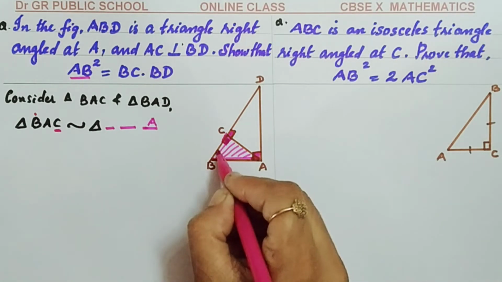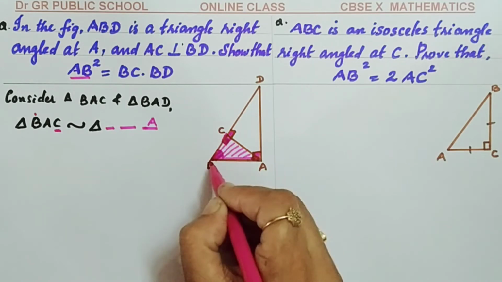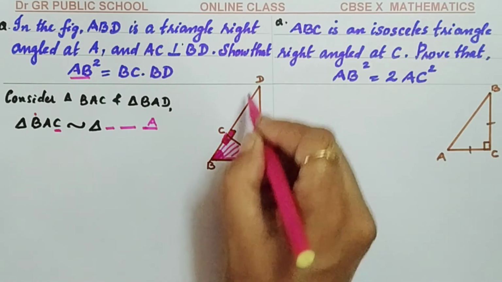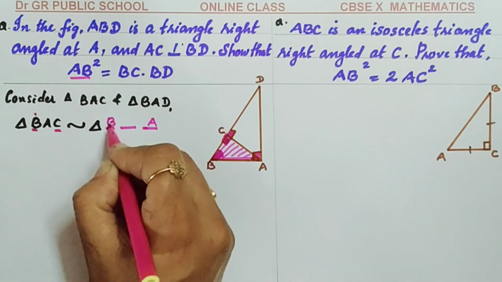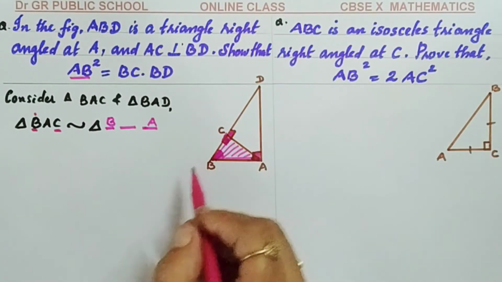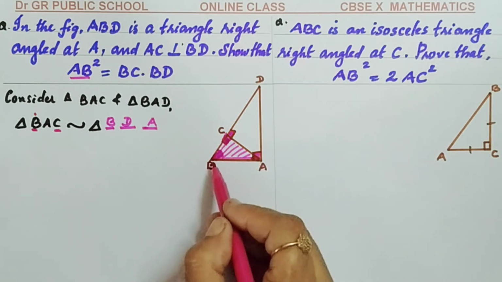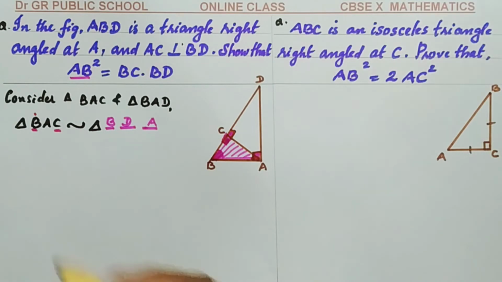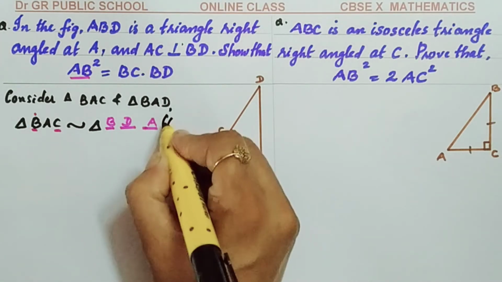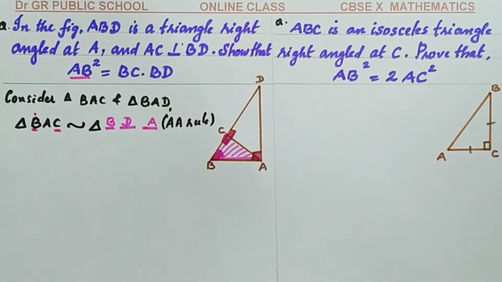Now, angle B is the angle common for both the small triangle as well as the large triangle. So, B corresponds to B itself. Now, the remaining letter of the large triangle BAD is D only. So, in this way, you need to write the similarity. So, triangle BAC is similar to triangle BDA. The reason is AA similarity.